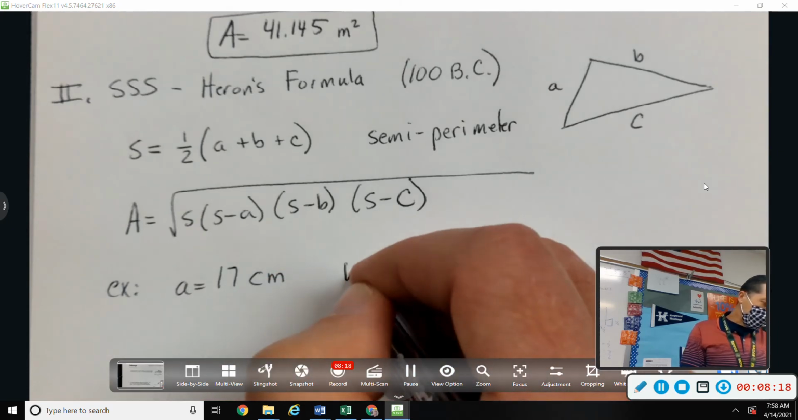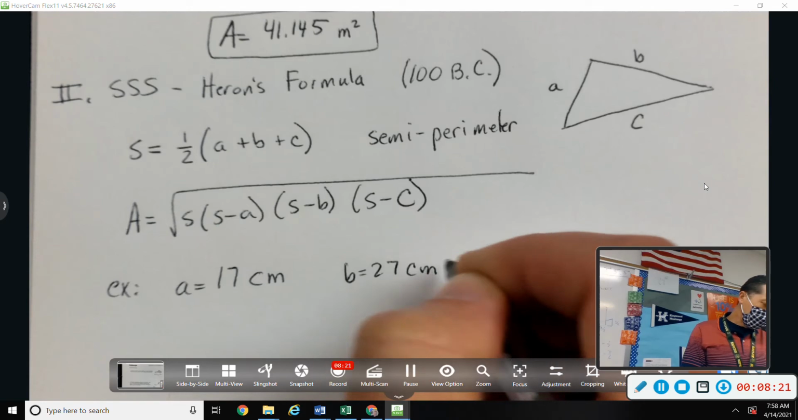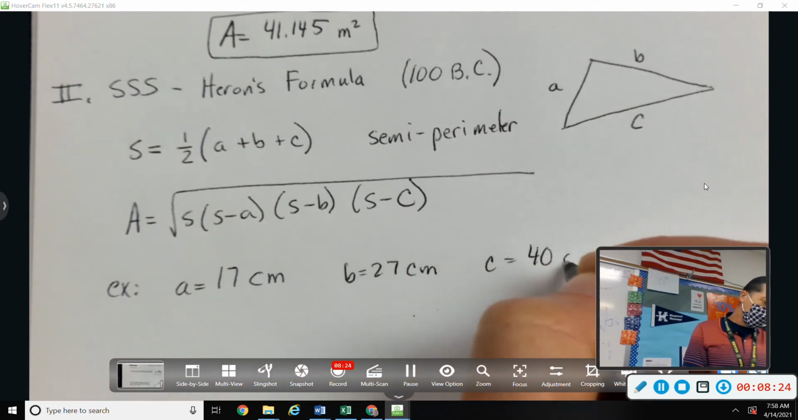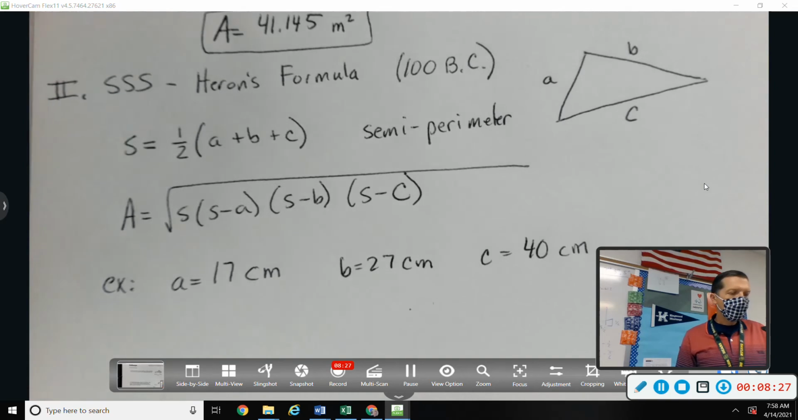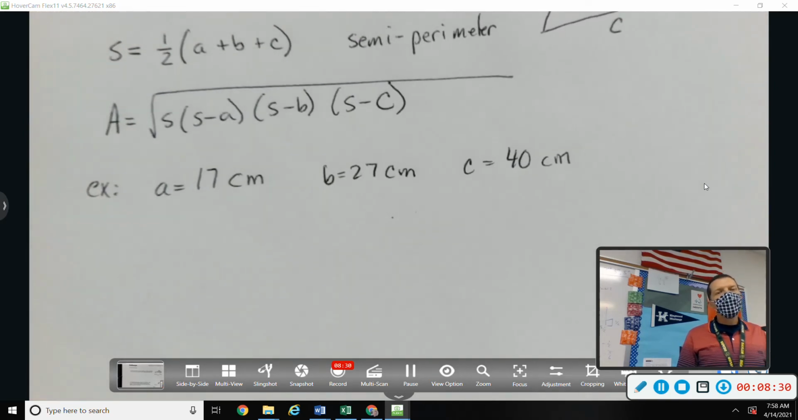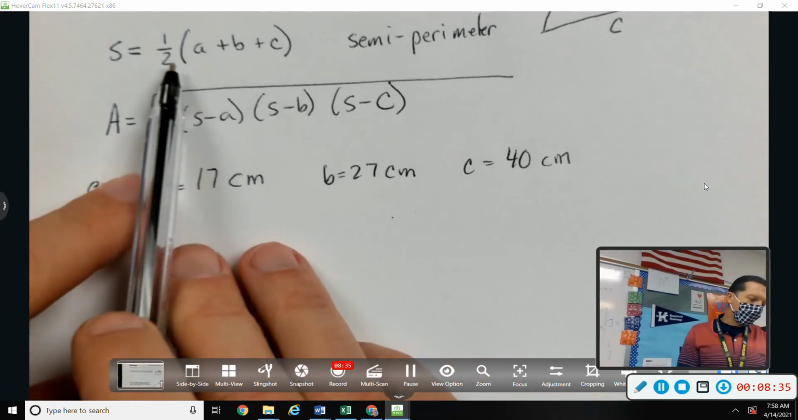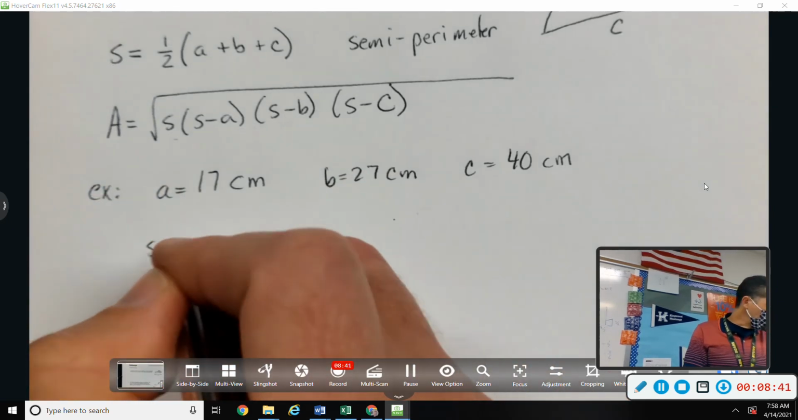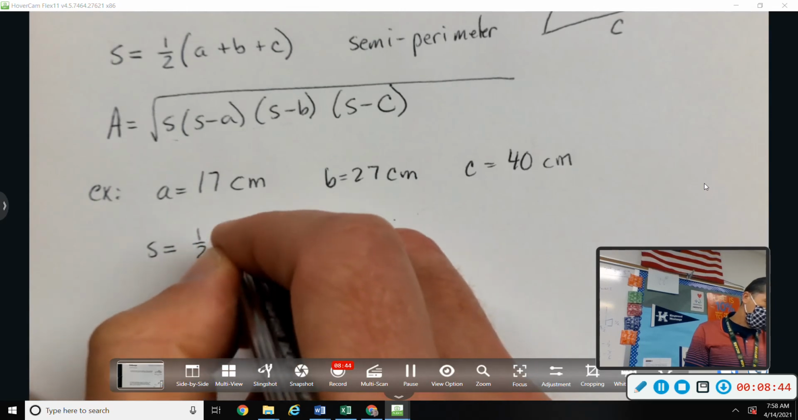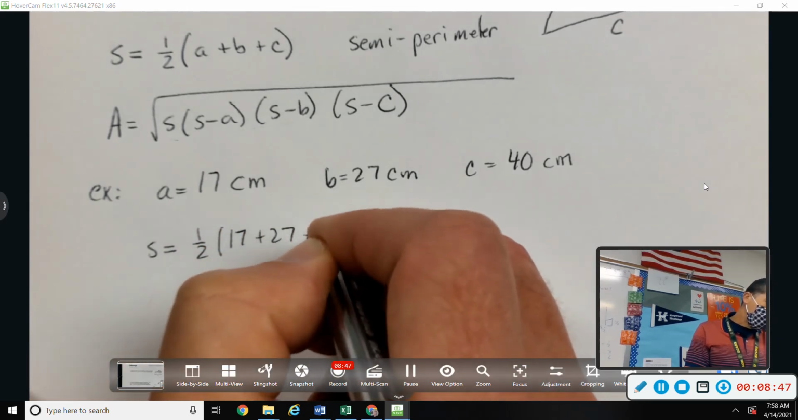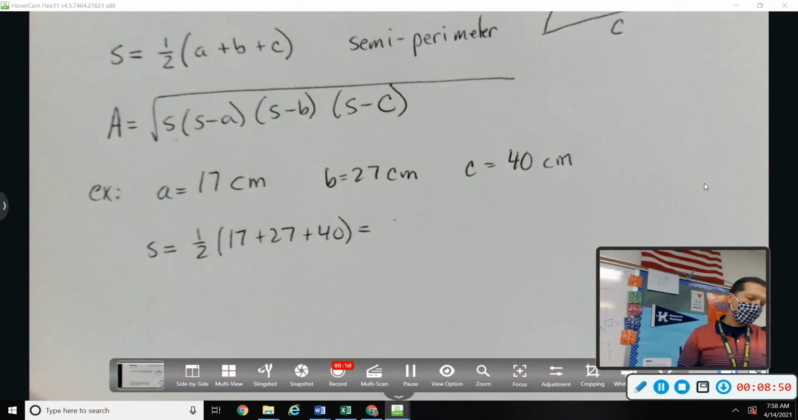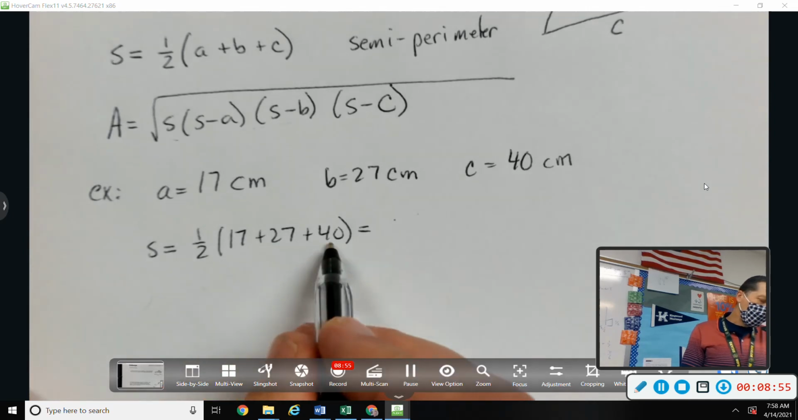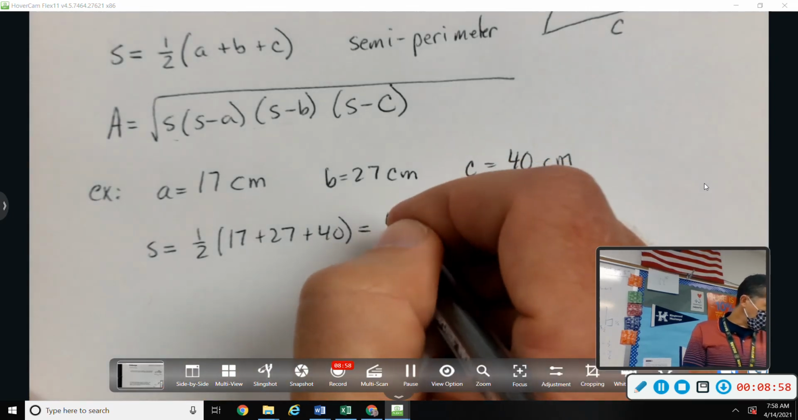So let's say A equals 17, B equals 27 centimeters, and C equals 40 centimeters. Again, it's a two-step process. There's not really any way around that. Well, I guess there would be, but if we substituted all of this in for S in this equation, it would be forever long. So let's keep it a two-step process. Half of the perimeter, and again, you got a calculator, so let's see, 44 plus 40 would be 84. Half of that would be 42.